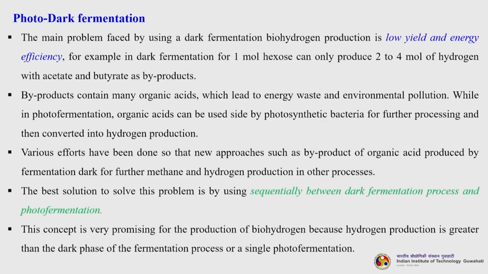So, we will now discuss photo dark fermentation. The main problem faced by using a dark fermentation biohydrogen production is the low yield and energy efficiency. For example, in dark fermentation, 1 mole of hexose can only produce 2 to 4 moles of hydrogen, with acetate and butyrate again as byproducts.